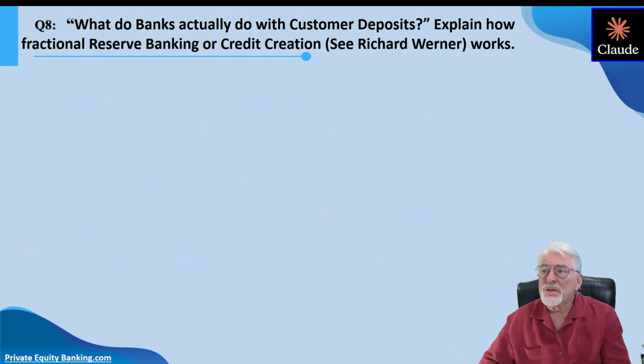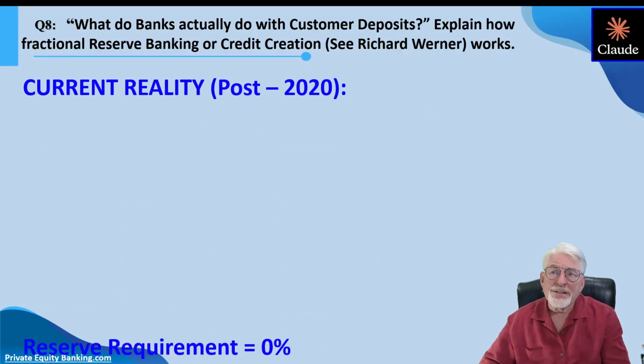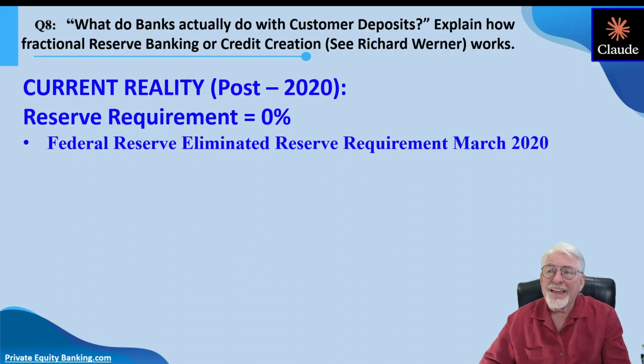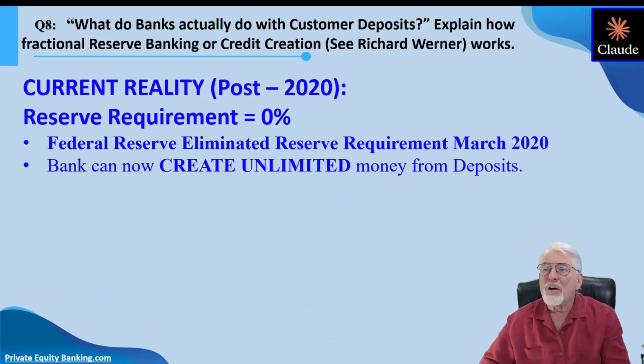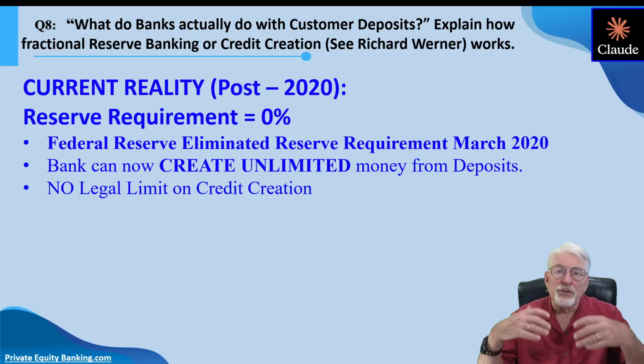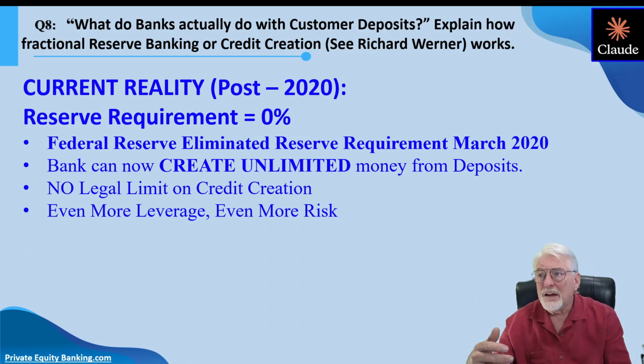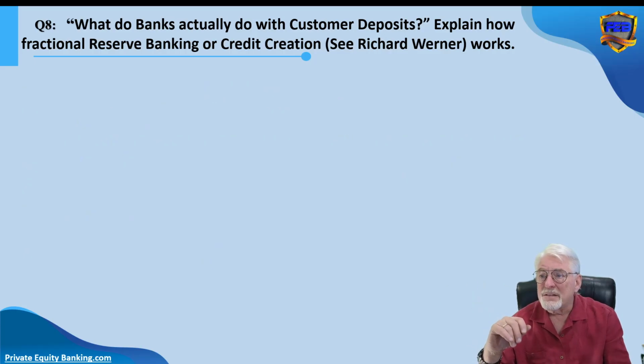All right, so this is the current reality post 2020. The reserve requirement is now zero. The Federal Reserve eliminated reserve requirements in March of 2020. The bank can now create unlimited money from deposits, and the only thing that's going to restrict them then is the kind of borrower they're willing to lend to. No legal limit on credit creation, in other words, lending. Even more leverage. They can do it with zero. Even more risk to the bank.